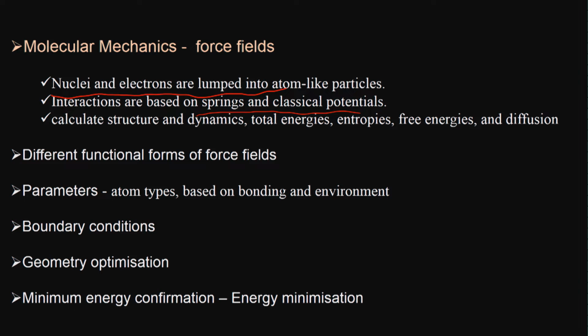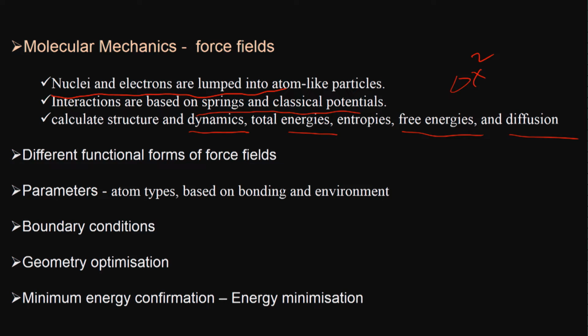So, if the bond length is extended delta x, then the bond energy associated will be proportional to delta x square, okay, and so on actually delta x square. So, we can use it for calculating the structure, we can do some diffusion properties, dynamics, we can look at total energy, okay, we can look at free energies, diffusion coefficient and so on. So, we cannot do those which are related to the electronic property.